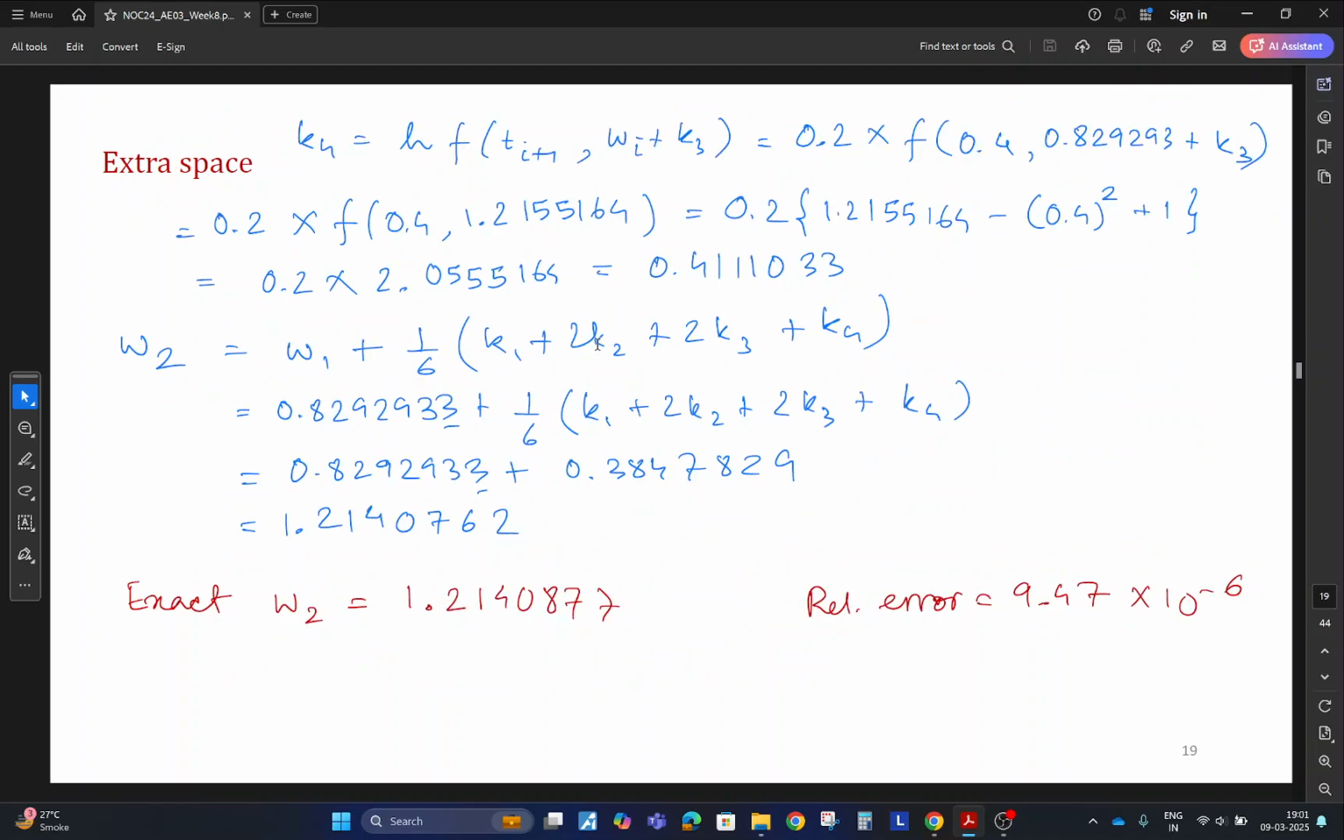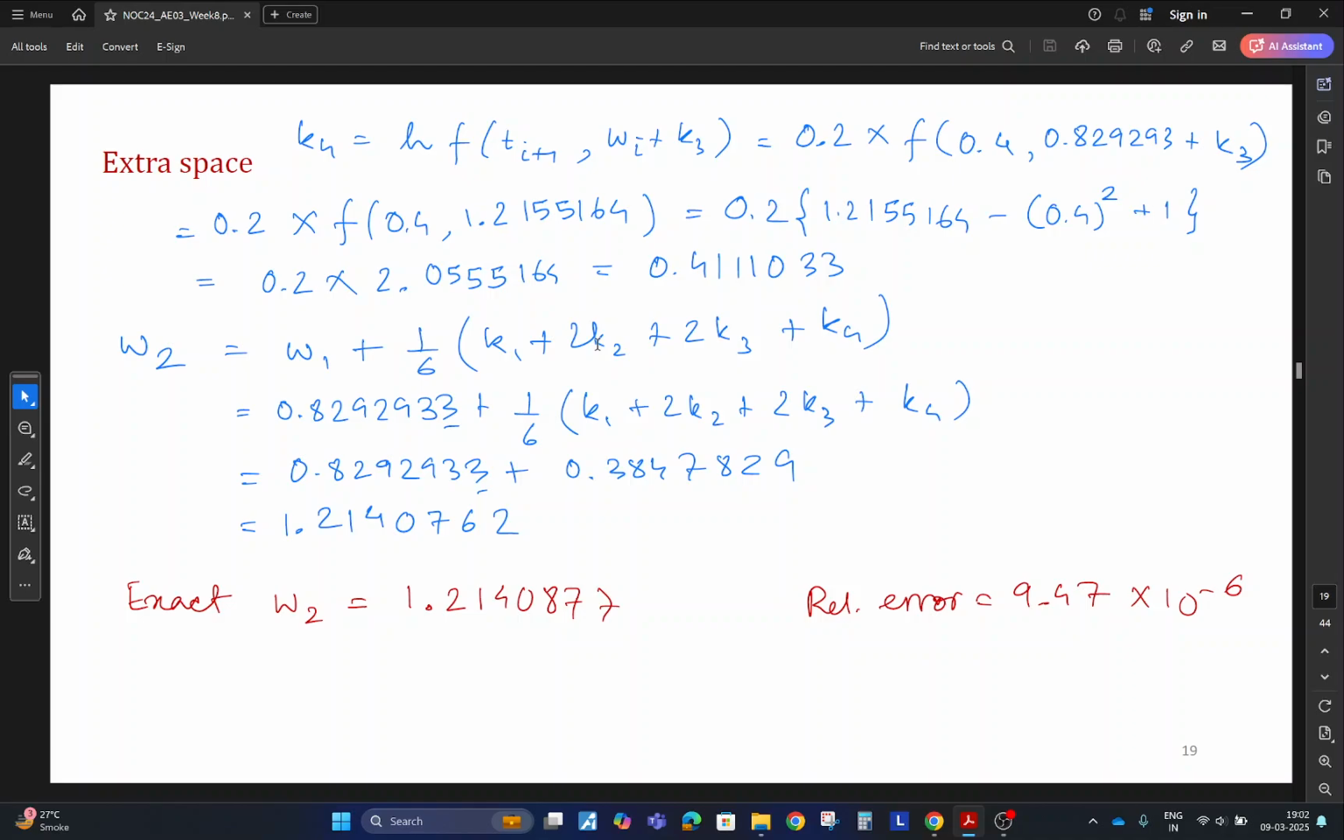Finally, for this iteration, we must calculate the value of the parameter k4, which is equal to h times the value of the function evaluated at ti plus h and wi plus k3, which is equal to 0.2 times the value of the function evaluated at 0.4 comma 1.2155164, which equals 0.2 times 1.2155164 minus 0.4 square plus 1. This comes out to be 0.4111033.